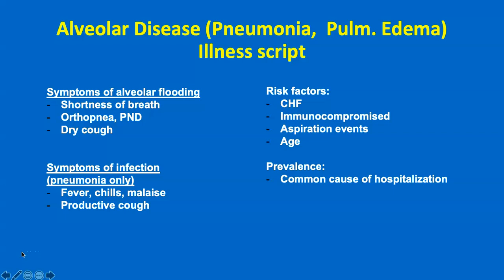Next, we're going to talk about diseases of the alveoli. This can include pneumonia and pulmonary edema. In both of these conditions, you have fluid in your alveoli, so it's going to cause shortness of breath, orthopnea, PND, and a dry cough. In pneumonia, it's due to an infectious etiology, so you're also going to see signs of infection, which are fevers, chills, malaise, and you're going to actually have a productive cough in the setting of pneumonia.